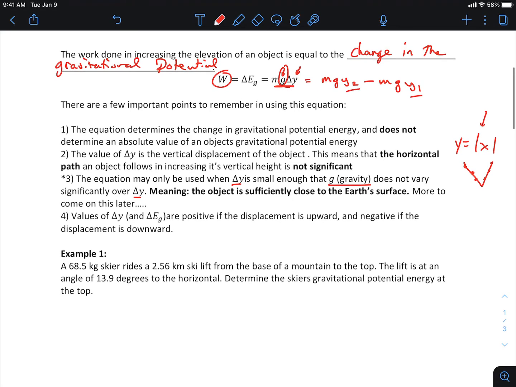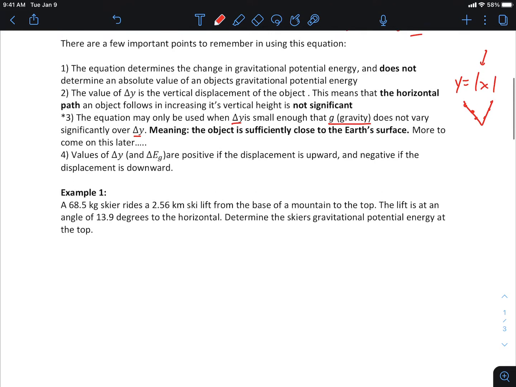Because the object is being influenced by other gravitational fields at that point. So that just means that the object is sufficiently close to the Earth's surface or any surface that we're dealing with. Values of delta y and delta Eg are positive if the displacement is upward and negative if the displacement is downward. That might be something to keep in mind as you start working through some of these questions.